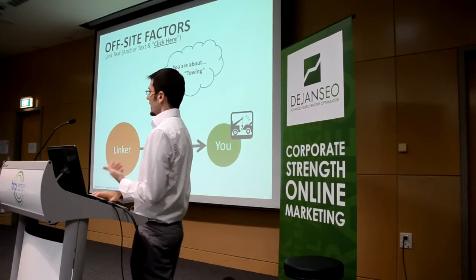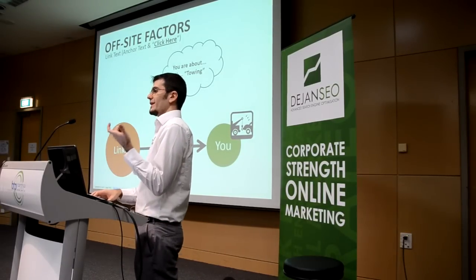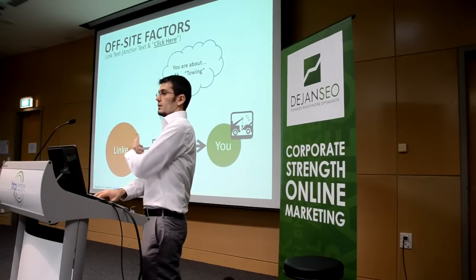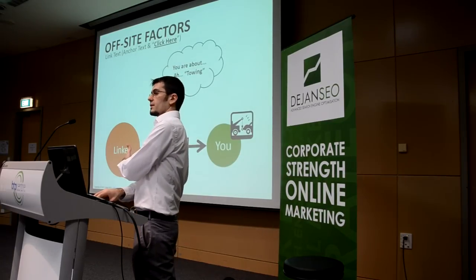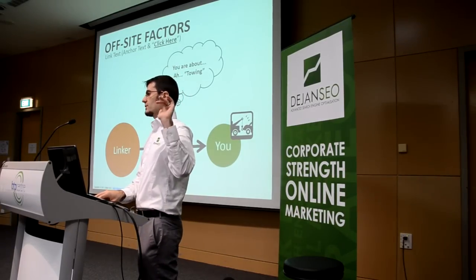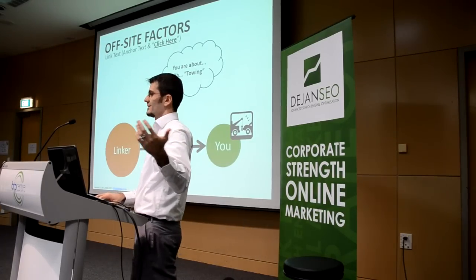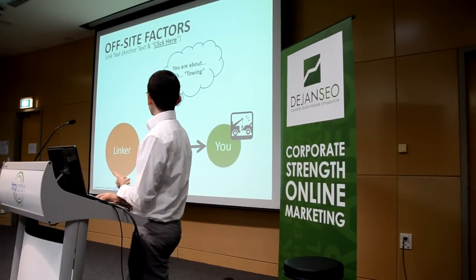So basically, anchor text is what you put in the link. So if you want to rank for towing, you put towing in the anchor text. I put an asterisk for that because if you do this too much, you get penalized. Just be careful.